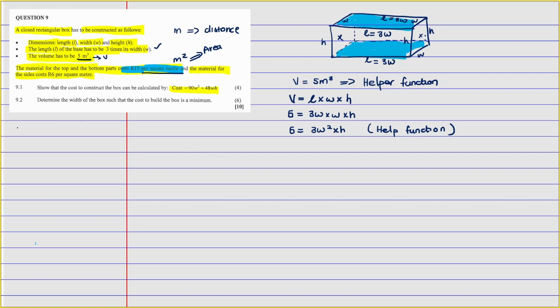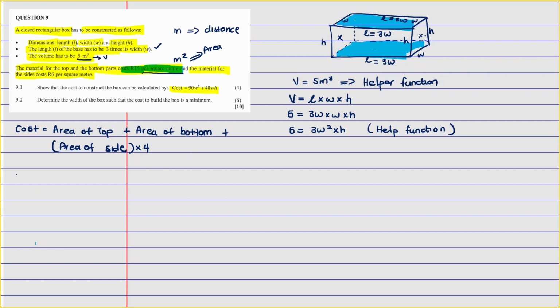So cost is going to be equal to what? The reason I'm using the area function is, as I said, that our cost is in terms of area. So the cost is going to be equal to the area of the top, plus the area of the bottom, then plus the area of the sides. Remember that the area of a side is going to be multiplied by 4, because in total there are 4 sides. Does that make sense?